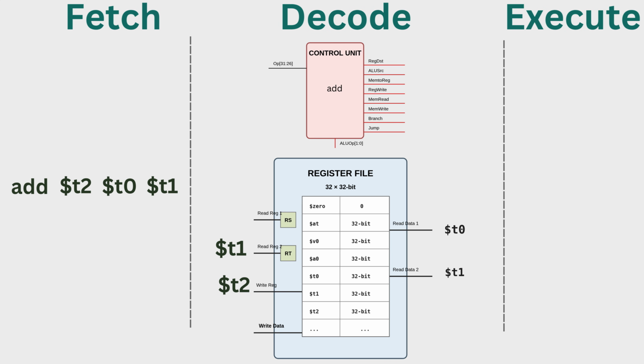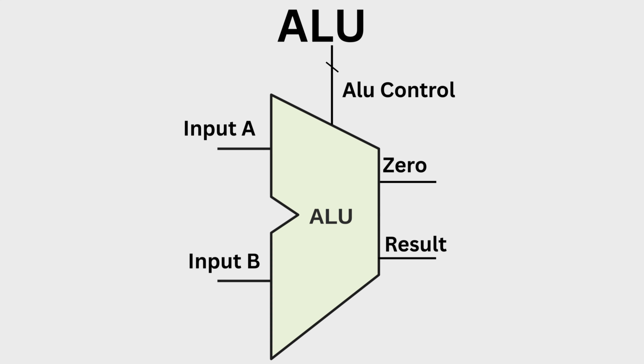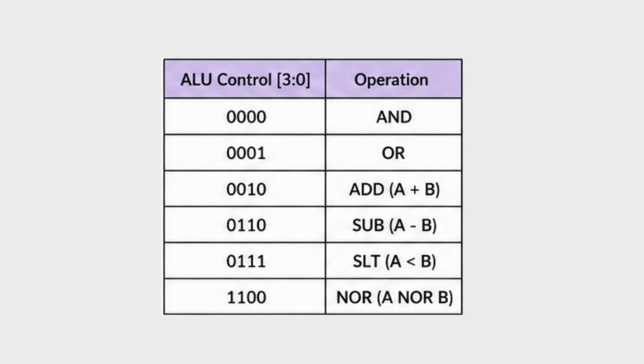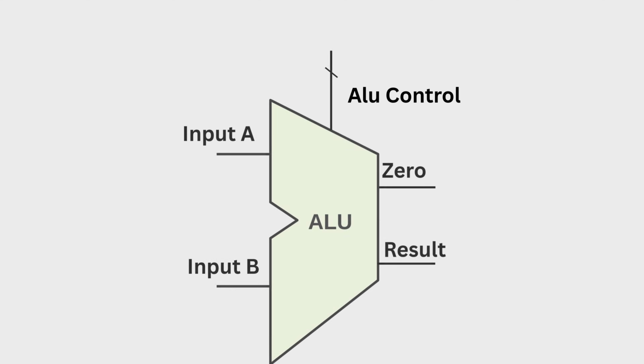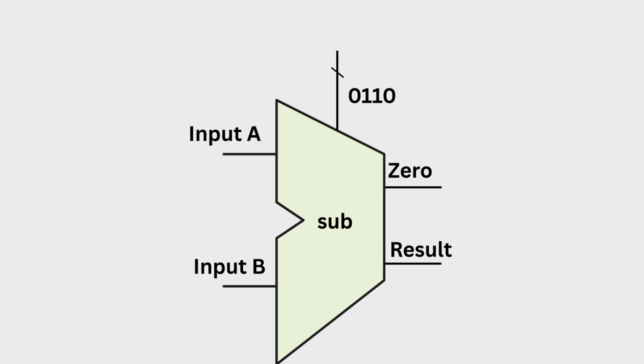For our example instruction, add T2, T0, T1, the control unit has already determined that this is an ADD operation. It sends the appropriate control signals to the ALU, or arithmetic logic unit. The arithmetic logic unit, or ALU, is the part of the processor responsible for performing arithmetic and logical operations. Based on the control signals generated by the control unit, the ALU can perform operations such as addition, subtraction, comparisons, and OR operations on the input data it receives.